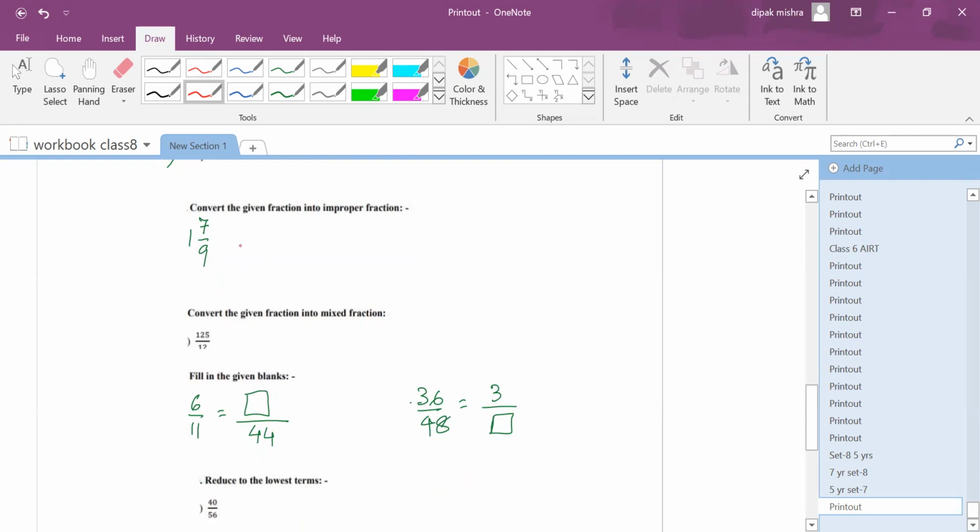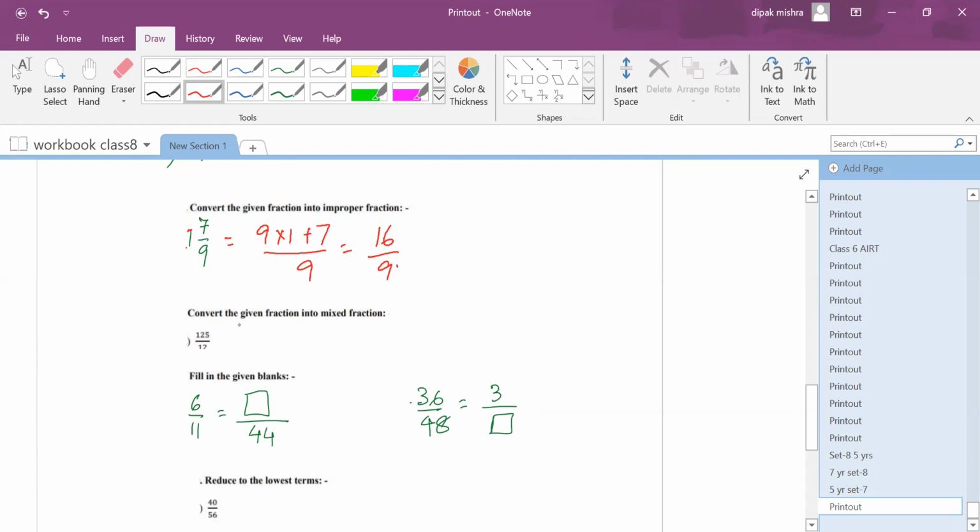How will you convert a given fraction into improper fraction? So how will you convert this into improper fraction? What will you do? When you have got this one whole number and 7 over 9, you write it as 9 into 1 plus 7 over 9. So 9 plus 7 is 16 over 9. So the improper fraction is 16 over 9.